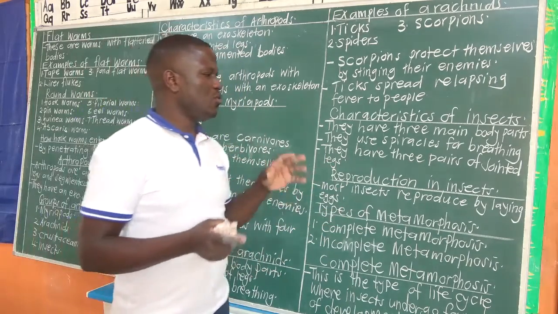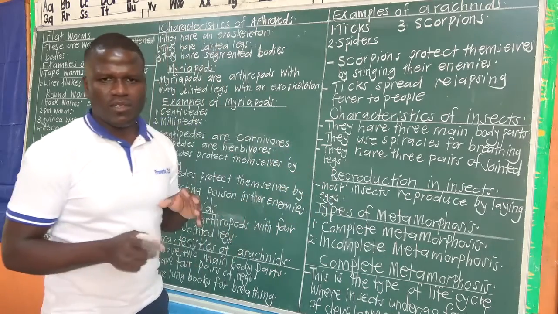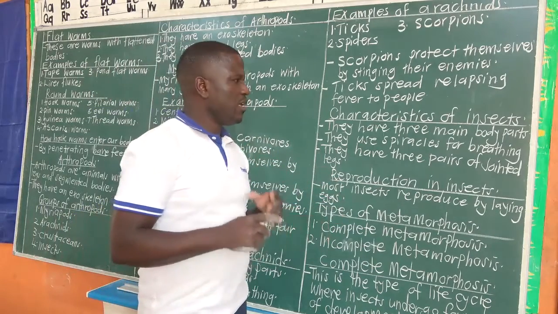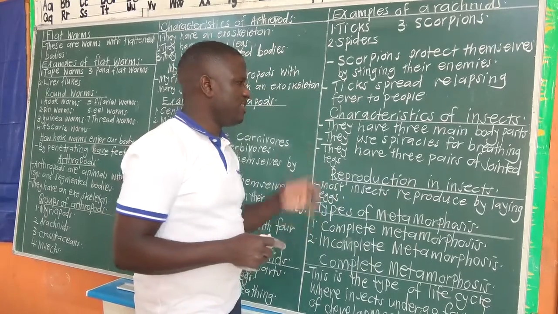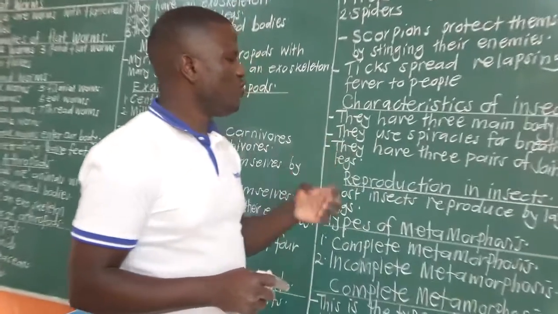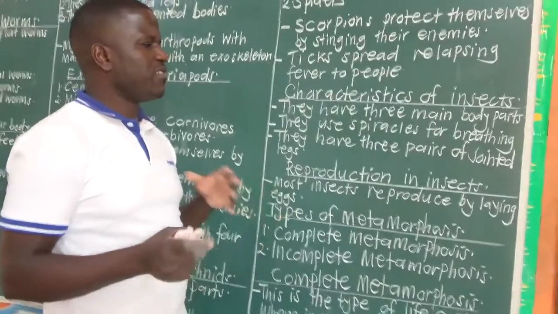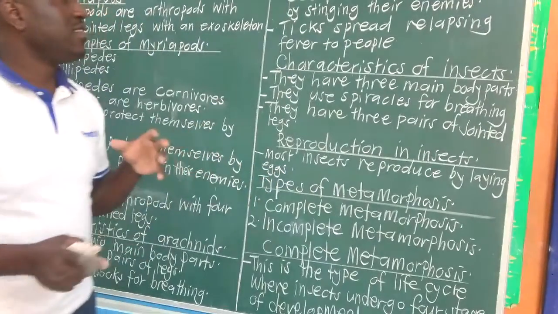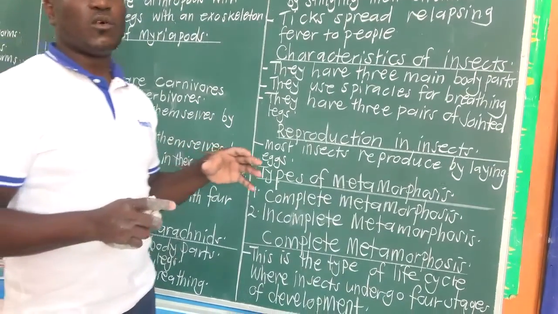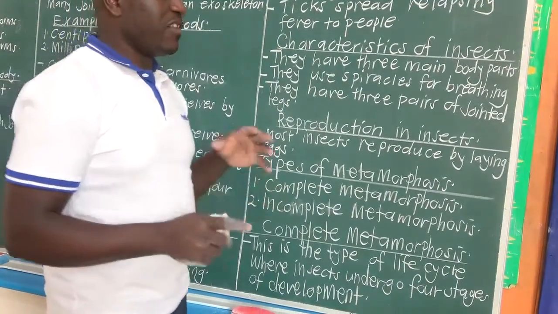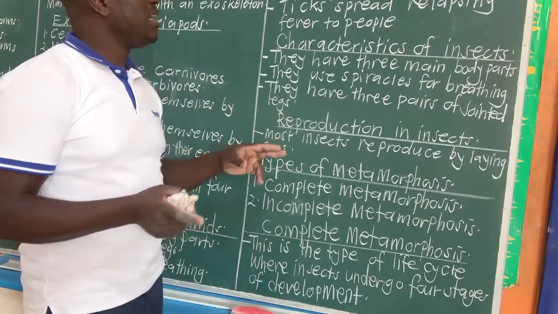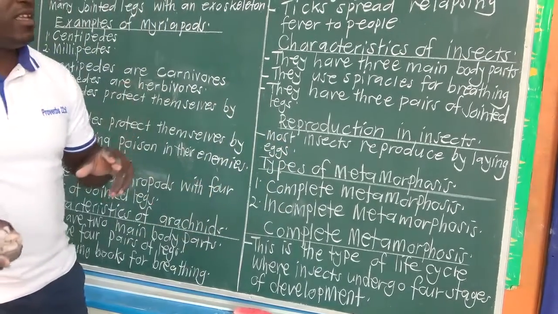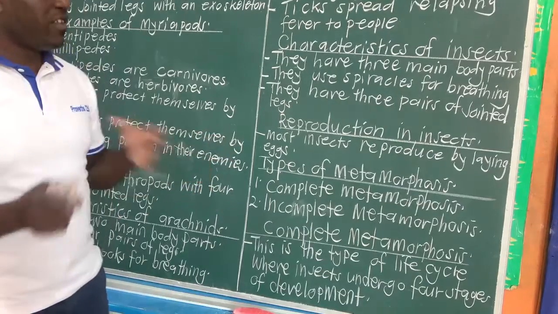Insects breathe through spiracles. Arachnids breathe through lung books. Insects have 3 main body parts, while arachnids have 2 main body parts. So those are the differences between arachnids and insects. Now you can also be asked the difference between a spider and a housefly. Now a spider is an arachnid, a housefly is an insect. So the difference still remains.